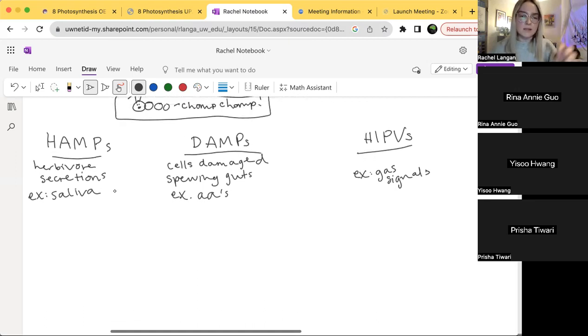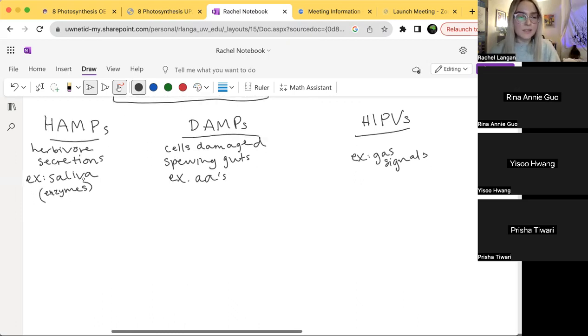So let's say the plant cell gets damaged. There's some saliva. What that saliva is going to do, let's say, I don't know, something in the saliva, maybe it's like digestion enzymes, whatever. Some molecule in the saliva is going to activate elicitor receptors on the plant cell.